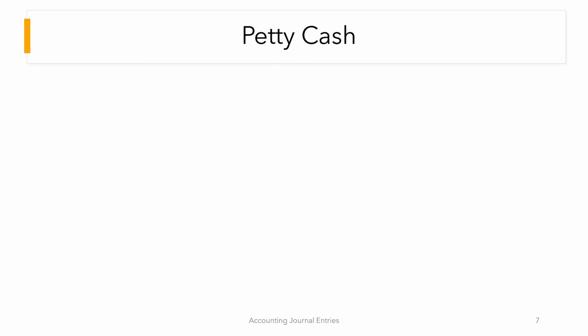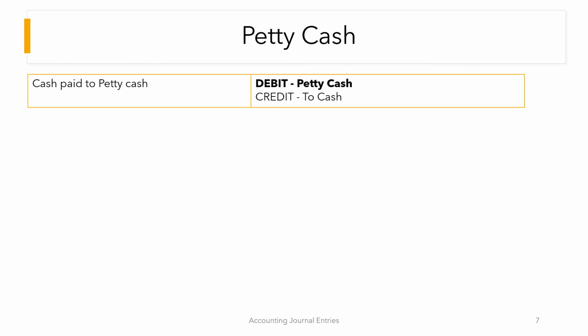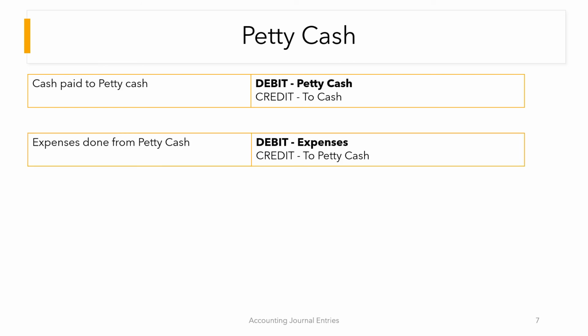Accounting entries related to petty cash. Cash paid to petty cash, you'll have to debit petty cash and credit to cash. Expenses done from petty cash, debit expenses and credit to petty cash.